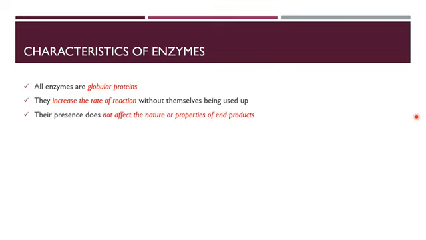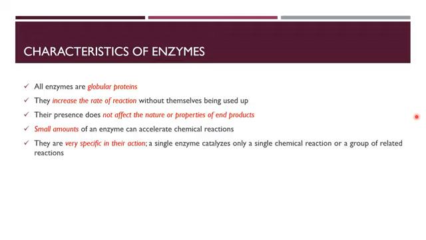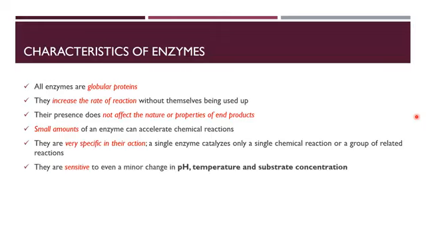Their presence does not affect the nature or the properties of the end products, and a small amount of the enzyme can accelerate the chemical reaction, and they are very specific in their action. A single enzyme can catalyze a specific substrate into a product. Okay, the same enzyme cannot be used for all of the substrates. So they are very sensitive. They might be destroyed or they might have some complexity in their functioning if you change the pH, temperature, and substrate concentration. Okay.